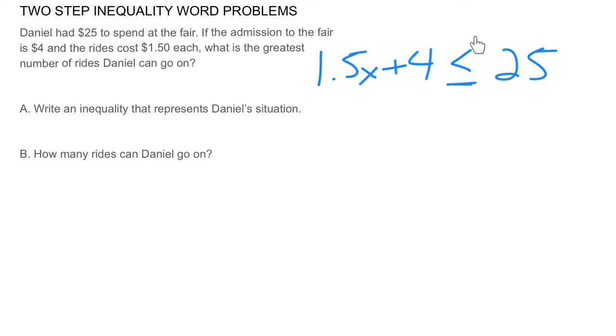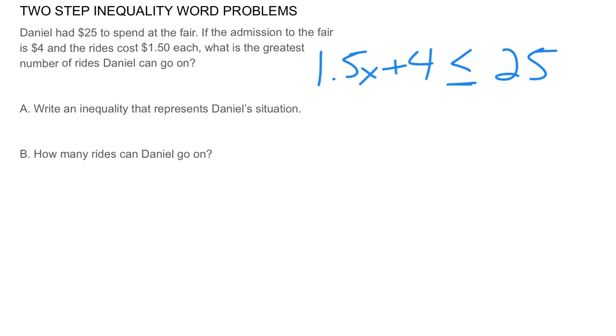Okay, so it also limits how much he has. So in this sense, he can't go over 25. This amount over here, the rides and the fee, can't go over 25. It can be 25, that's why I put the line, and it can be less than that, but it can't be more than that. Now that we have the inequality, we can actually solve for the rides, and we'll just solve by solving the inequality.